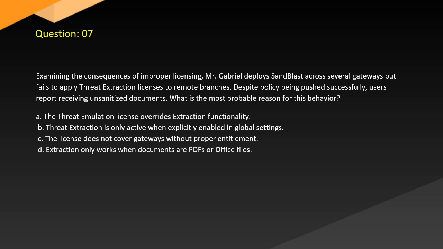A. The threat emulation license overrides extraction functionality. B. Threat extraction is only active when explicitly enabled in global settings. C. The license does not cover gateways without proper entitlement. D. Extraction only works when documents are PDFs or Office files.